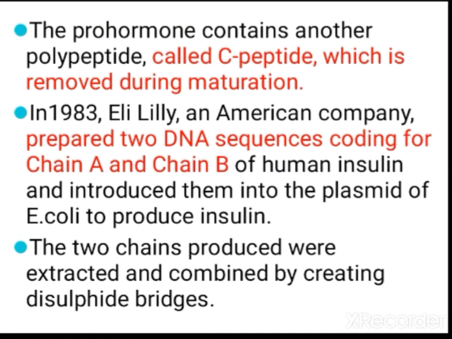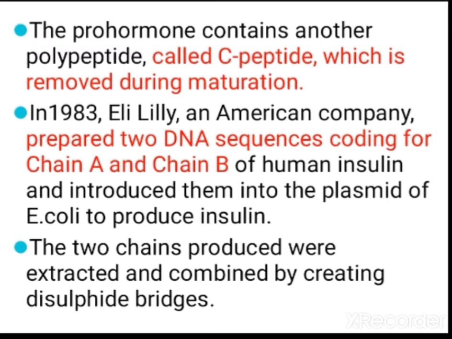The prohormone contains a polypeptide called C peptide, which is removed during maturation. Actually the prohormone contains 3 peptides. Among the 3 peptides, the C peptide is removed, and the A and B remain in the active insulin. In 1983, Eli Lilly, an American company, prepared 2 DNA sequences coding for chain A and chain B of human insulin, and introduced them into the plasmid of E. coli to produce insulin.